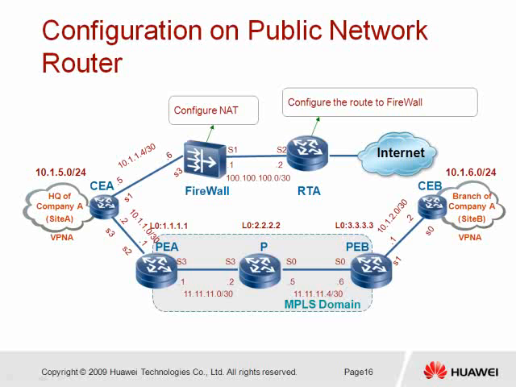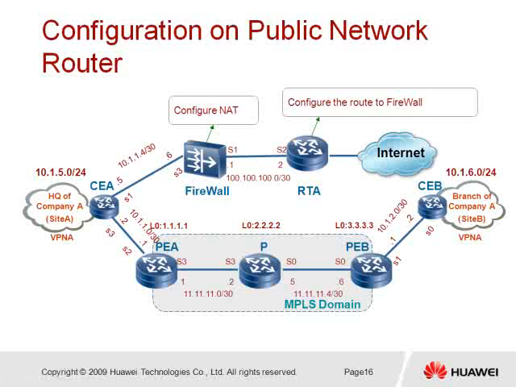As the figure shows, suppose that the users of the network segment 10.1.5.0 on CEA and 10.1.6.0 on CEB need to access the Internet. The firewall needs to be configured with NAT, which is used to convert the VPN users' private addresses into public addresses. Then the static route to the NAT address pool is required to be configured on RTA.